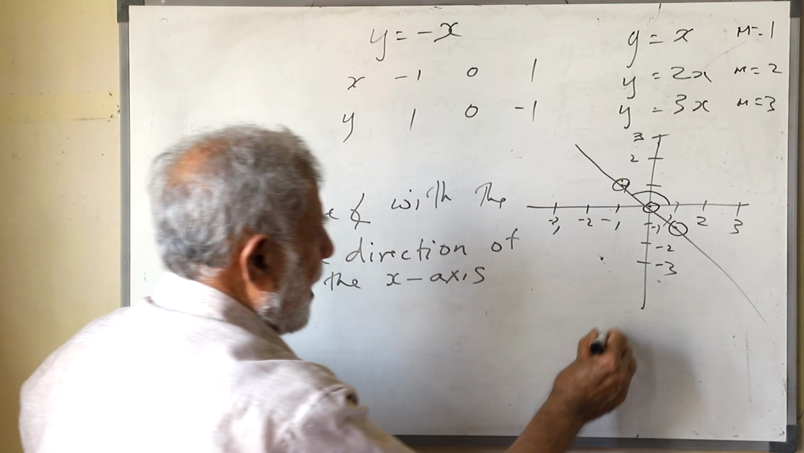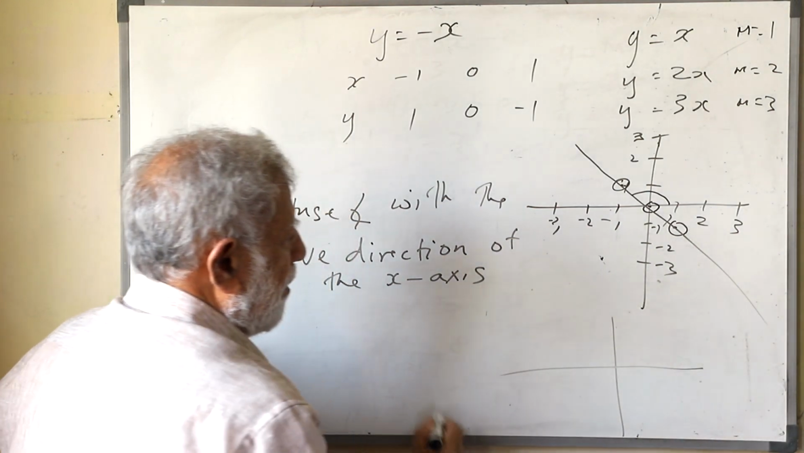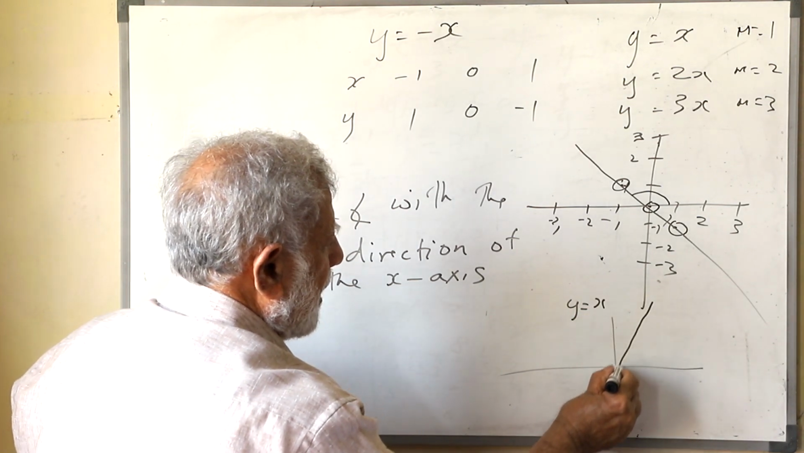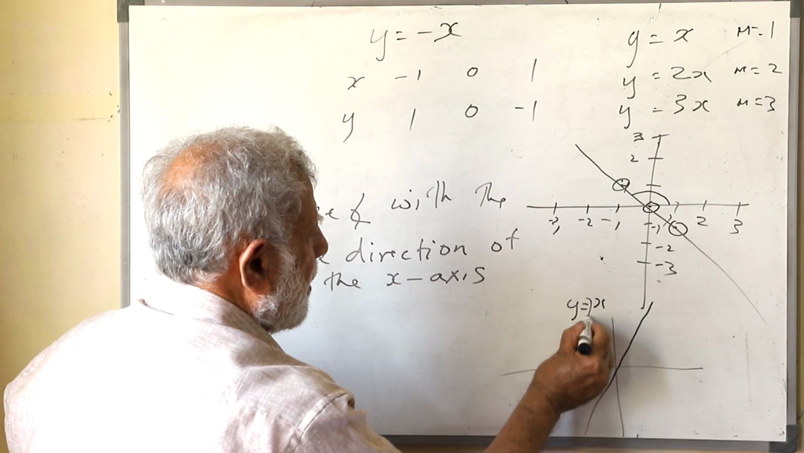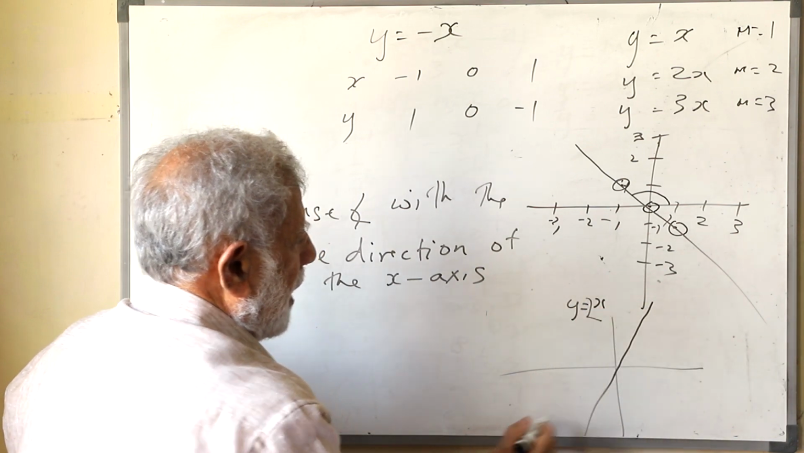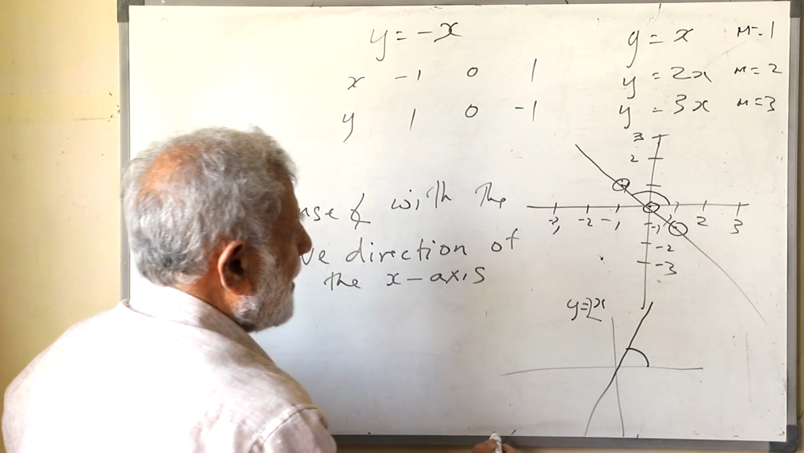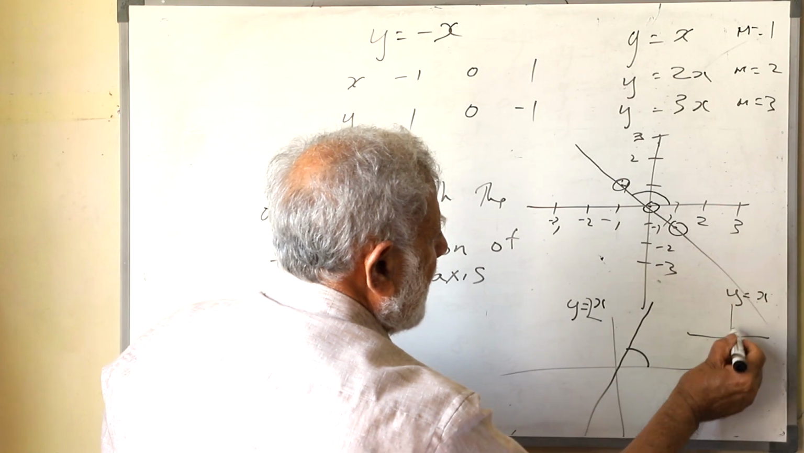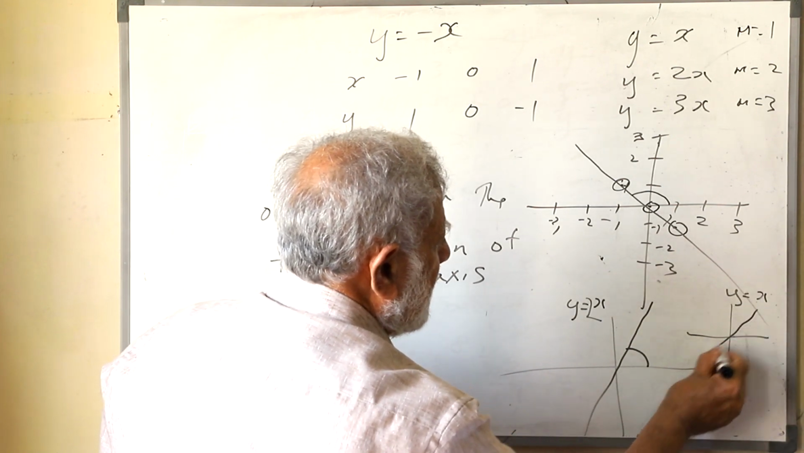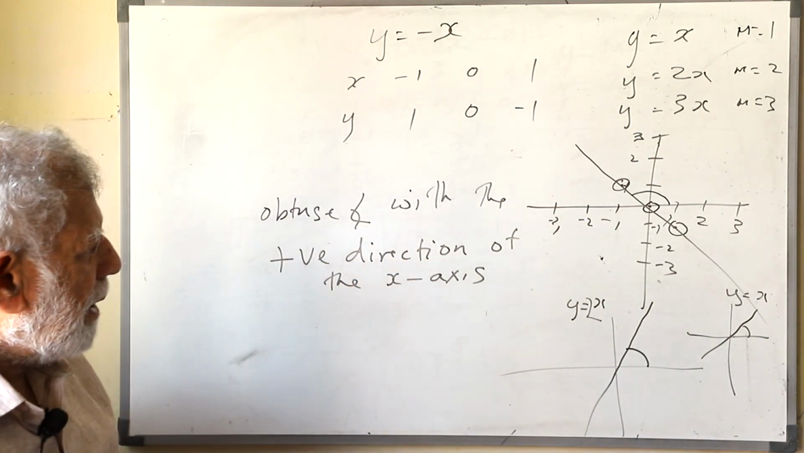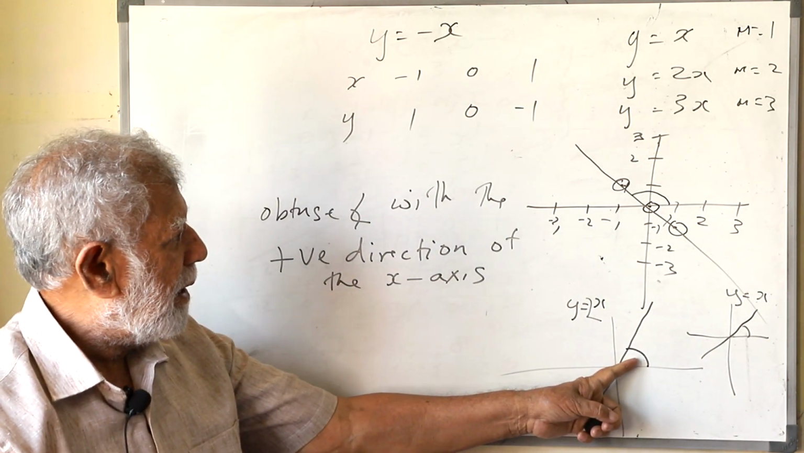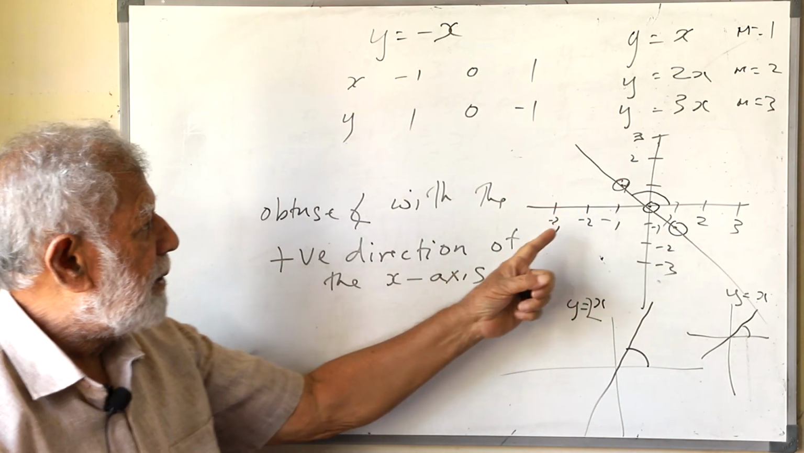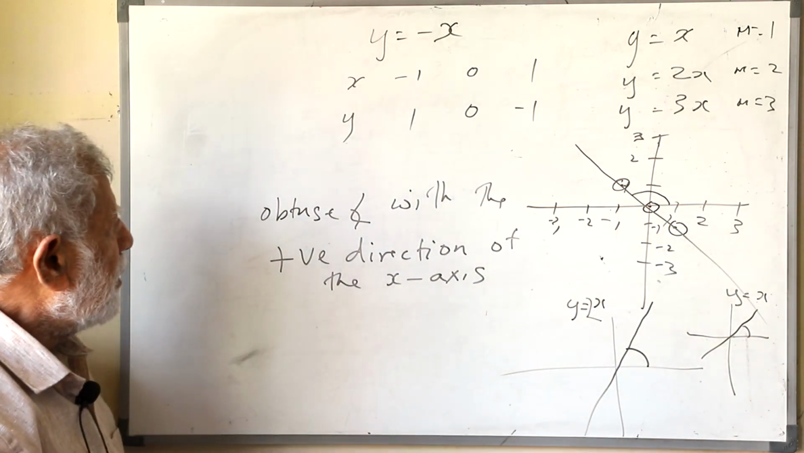But earlier, if we remember the graphs, for y is equal to 2x the graph came like this. So here the angle is acute. Now we did another graph, y is equal to x, where the gradient is 1 and it is 45 degrees, an acute angle. But when the gradient is negative, it makes an obtuse angle with the x-axis. That's what you have to notice very carefully.